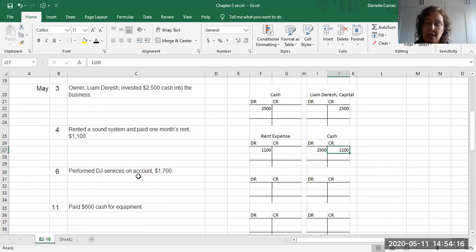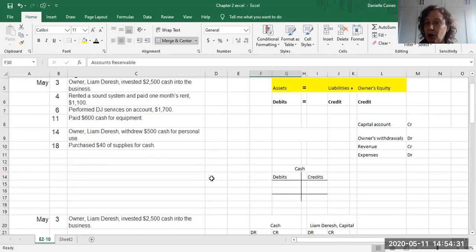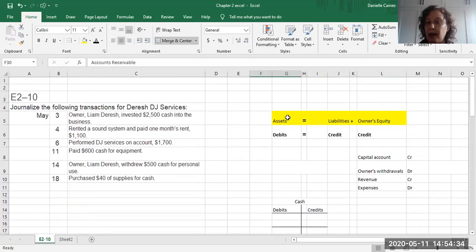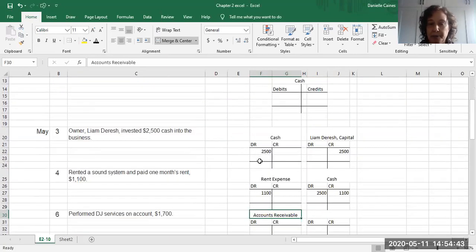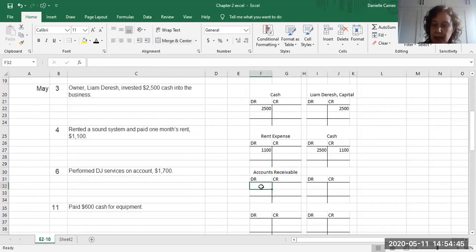That means that our customer is going to pay us in the future, and the account that we use for our customers paying us is accounts receivable. Accounts receivable is an asset, something that our customers owe us, and we are increasing accounts receivable. We're going to have more accounts receivable because our customers are going to owe us more. So it is going to be the debit account. So we're going to get $1,700 debit accounts receivable.